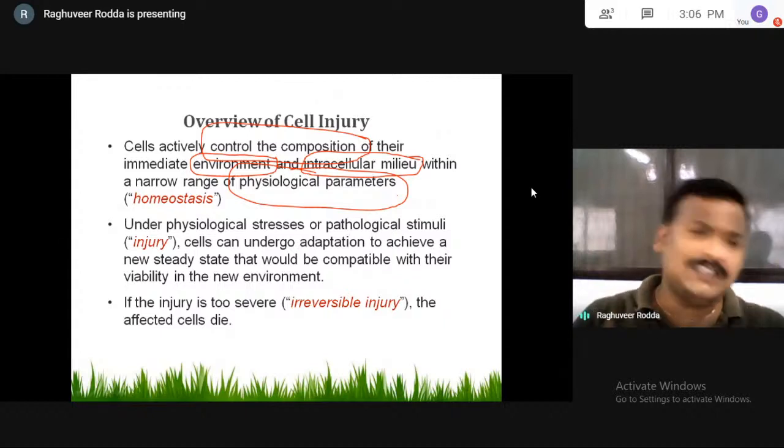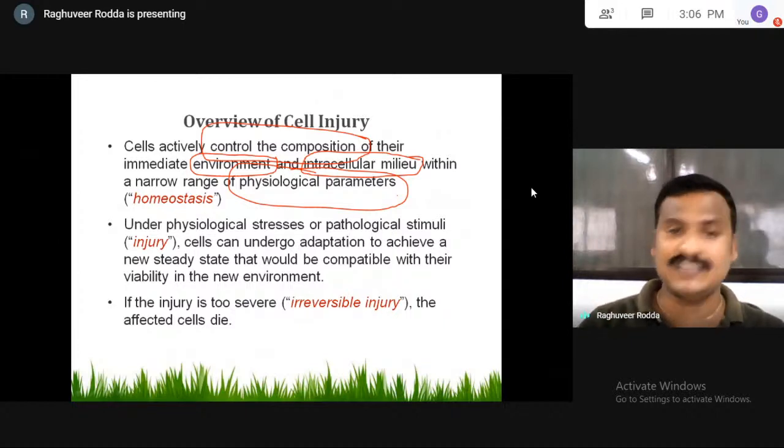So let us see what happens to the cell if this external environment changes, or if this intracellular milieu changes. Definitely, when the cell is working with different types of things and encounters various types of conditions, it is going to undergo a stressful condition.